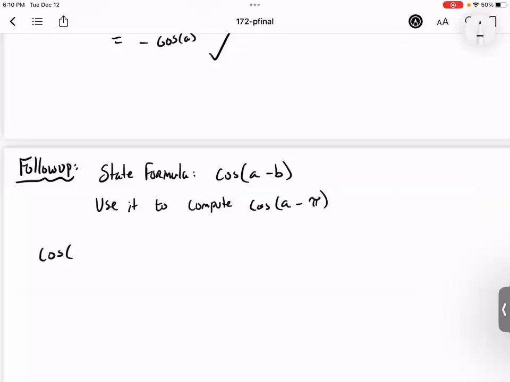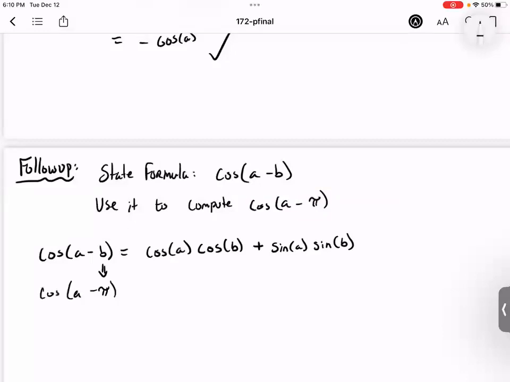So cosine of a minus b, if you state this formula, is cosine of a times cosine of b plus sine of a sine of b. Now what I do is replace this b with pi and just rewrite the equation. So we get cosine of a times cosine of pi plus sine of a times sine of pi.